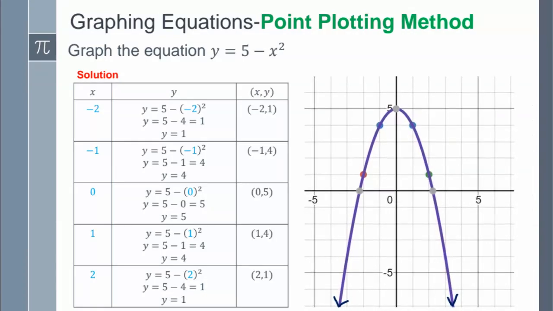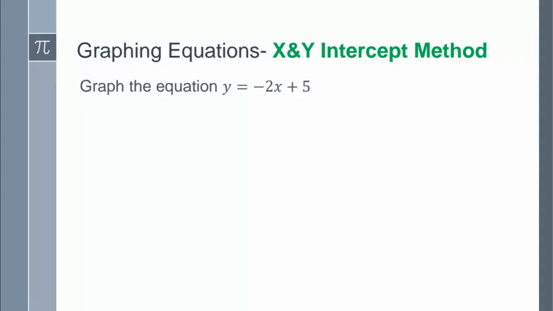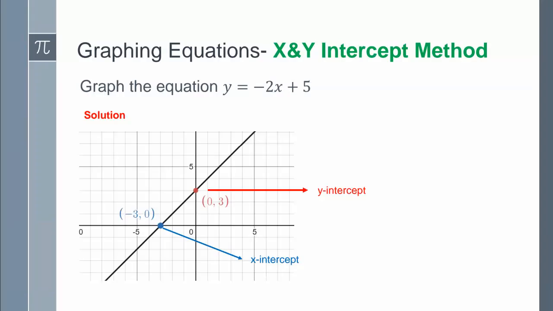But that's another topic that's going to be discussed, I think, in future PowerPoints. Now we're going to do it a little bit differently. I already showed you the plotting method. Now comes finding the x and y intercept. We have the equation y equals negative 2x plus 5, and we're going to solve it by finding the x and y intercept.